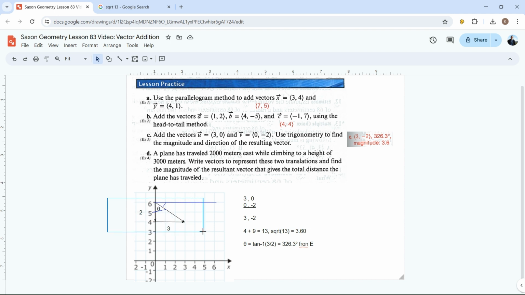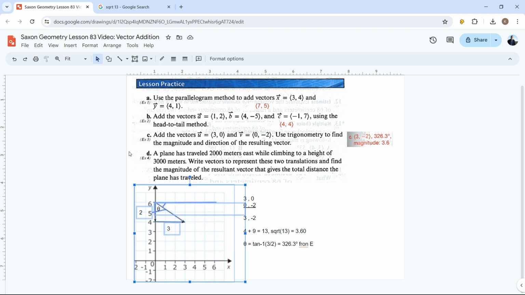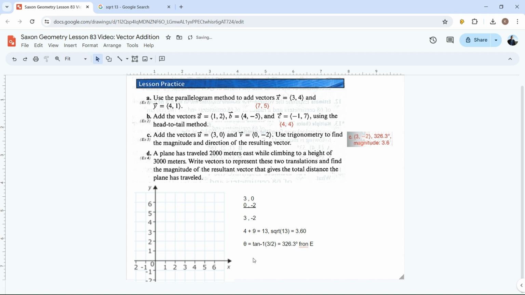Let's just clear our graph over here. And what we're going to do is say that every one unit is 1,000 meters. Okay, so this is a pretty simple vector. We're going to go over to the right 2, that's east 2,000 meters. And then we're going to go up, I guess north, but this is like up in the air actually, 3,000 meters.